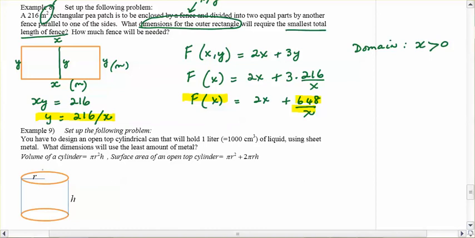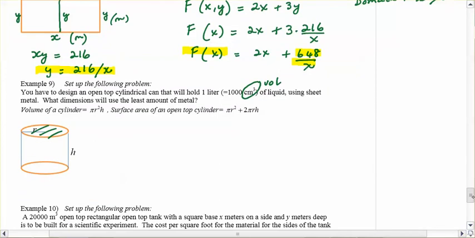An open top, so there's no top to this cylindrical can. And it'll hold 1 liter, which is 1,000 cubic centimeters. That's a volume unit. So I know that the volume of this can is 1,000 cubic centimeters, and you are told the volume of the cylinder is pi r squared h, and because it's cubic centimeters, our units are all going to be in centimeters for length. What dimensions use the least amount of metal?